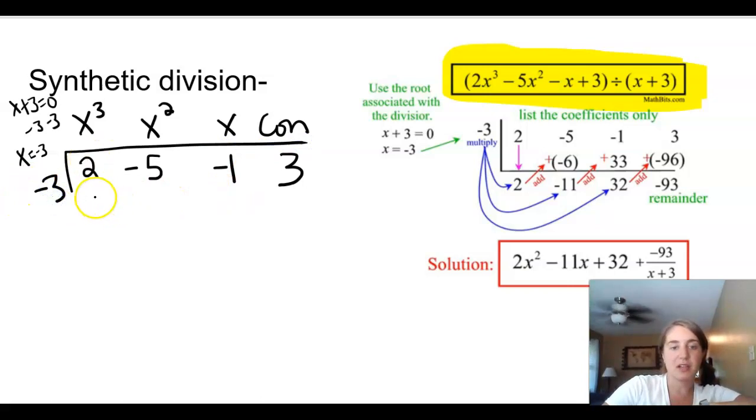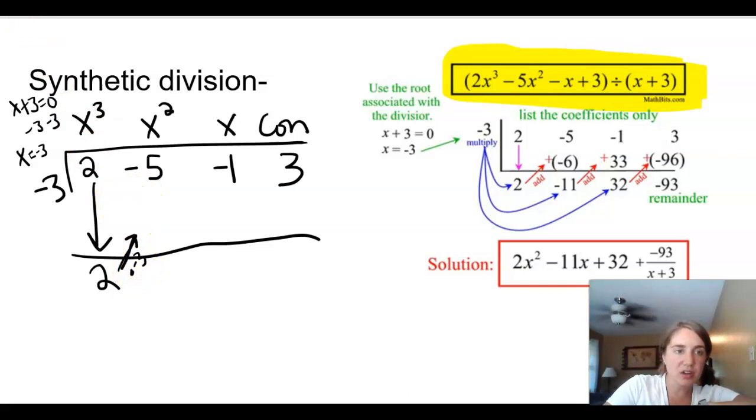So we're going to keep that in mind. I bring down my 2. The only way to get this back over is to times it by the magic number, -3. I'm going to do a different color. Times by a -3, so I end up with a -6. I add down, and I end up with a -11.